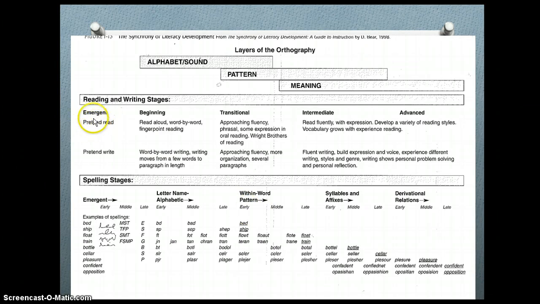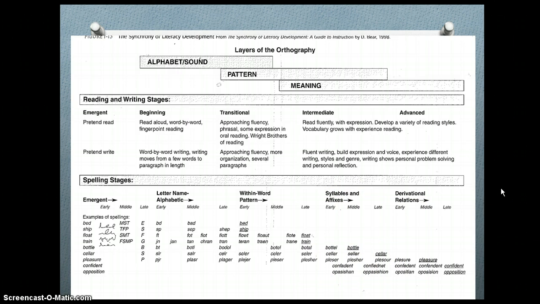So here are the reading stages: emergent, beginning, transitional, intermediate, advanced, and then the writing stages for emergent, beginning, and so on. All right, and then here it shows you the spelling stages and how they progress. So it gives you an example of the word and it shows you how the word progresses through the stages, and then bed is accomplished by the within word pattern, and then it shows you the type of word they would be spelling for these more complex levels of spelling.